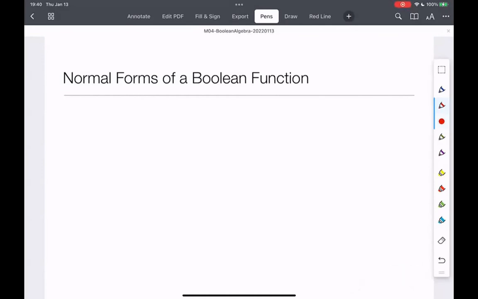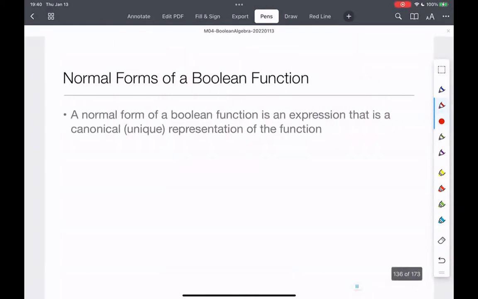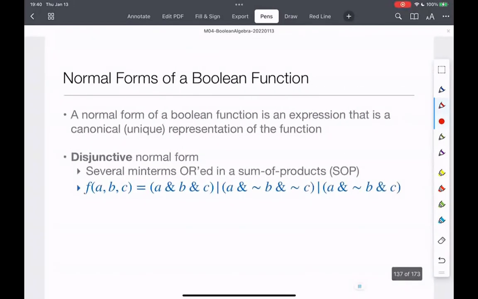Now here I would caution you that if you go onto websites and all, oftentimes they call somewhat different things a normal form. So be careful. You are supposed to stick with the way we are defining it here. Okay, so a normal form of a Boolean function is a unique representation of the Boolean function. Okay, canonical representation. The disjunctive normal form consists of minterms which are ORed together.